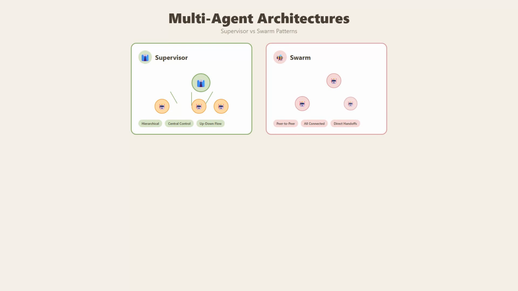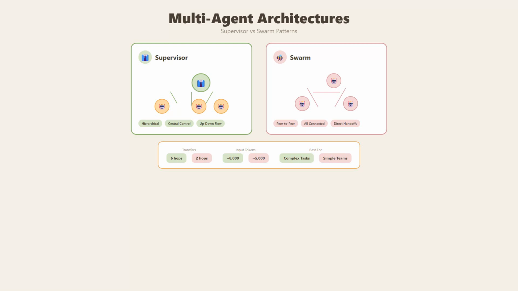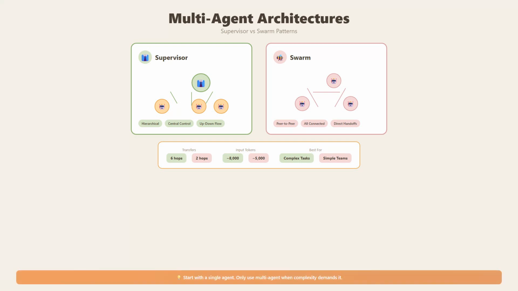Each pattern has trade-offs. In experiments, the supervisor pattern might require around 16 total hops for a complex task, with 8,000 input tokens, because everything bounces up and down through the coordinator. The swarm pattern for the same task might need only 8 interactions with 2 direct handoffs, using around 5,000 tokens. Swarm is often more efficient for smaller teams with simpler tasks. But as complexity grows, the swarm pattern can become harder to debug because there are so many possible paths through the system. The supervisor pattern keeps things more predictable and traceable since all coordination happens in one place.